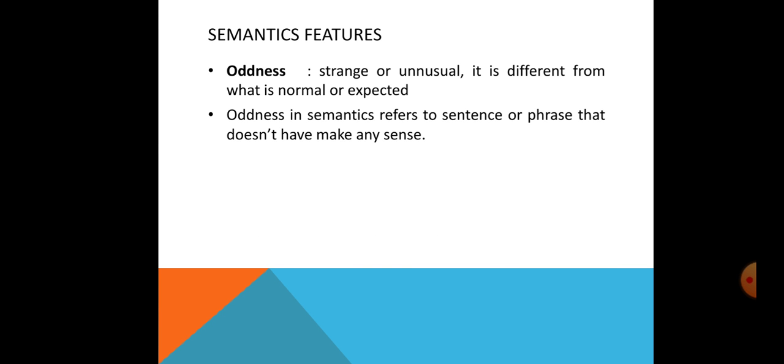And you have semantic features. In semantic features, you have oddness. Oddness is the strange or unusual, and it is different from what is normal or expected. And oddness in semantics refers to a sentence or phrase that doesn't make any sense.